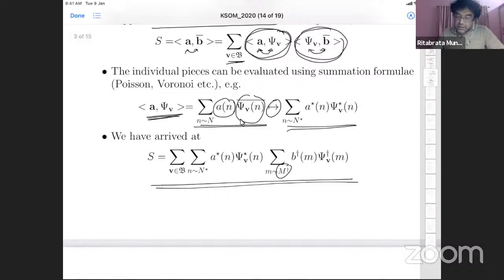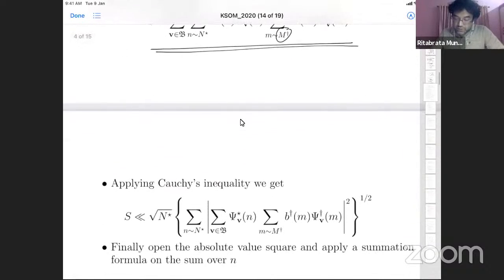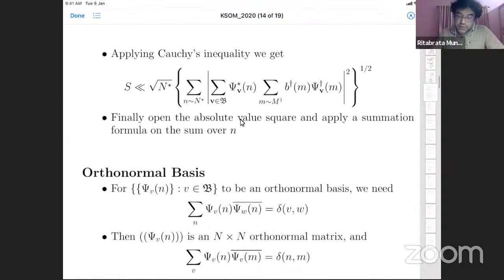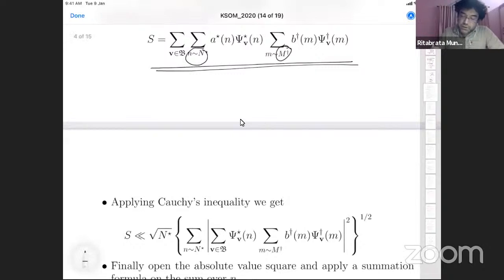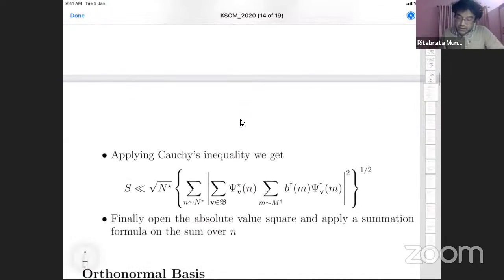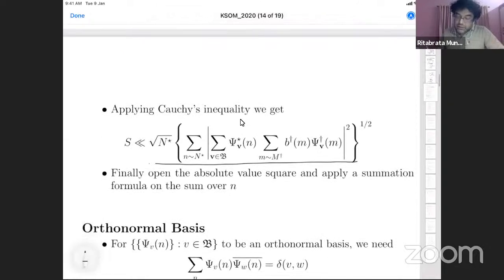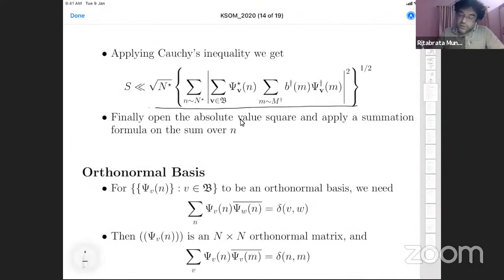Next, I have used two summation formulas, and then I apply Cauchy's inequality. So I take either the n sum or the m sum outside, put the rest inside the absolute value, do Cauchy. And this is what you get by Cauchy inequality. And then the next step will be to open the absolute value square and bring the n sum inside and apply some summation formula yet again. And this time the summation formula should be something much easier, right?